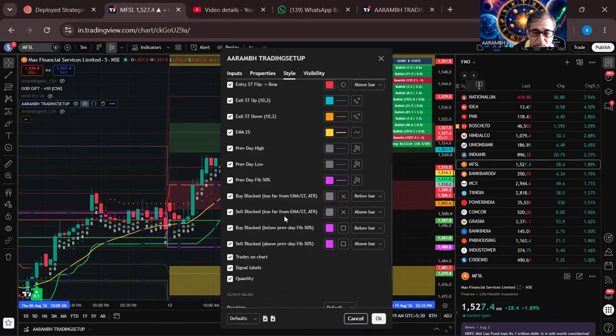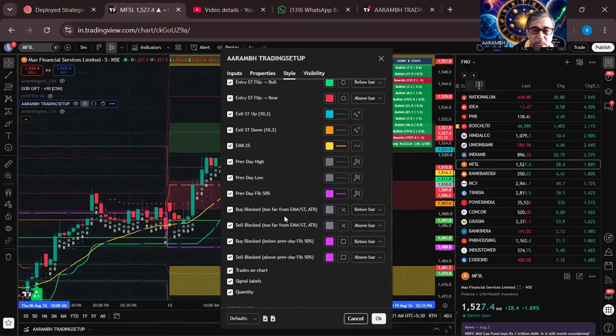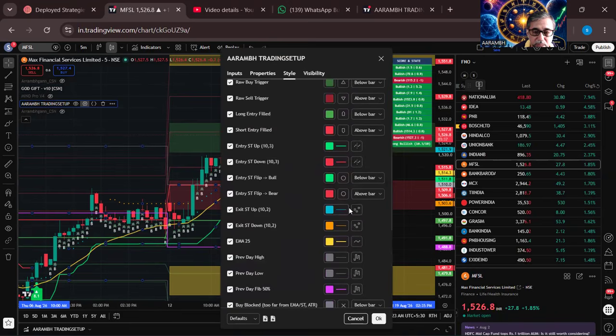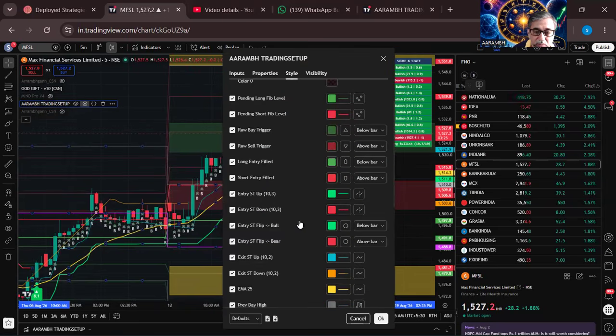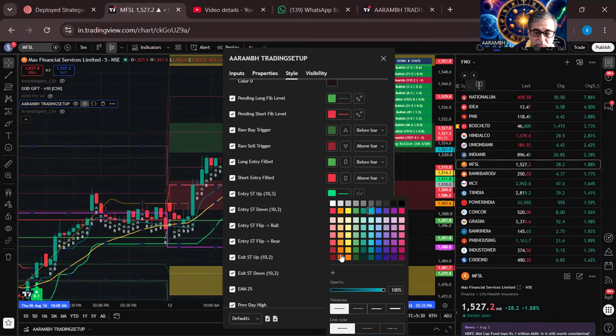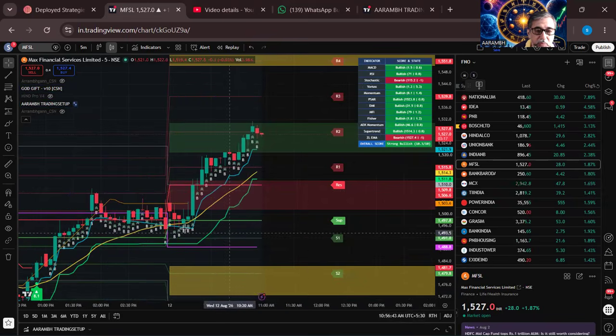Instead of dot, you can make it line also. Let me check that. Okay. Exit. Like this. Okay. Now you see the line has created. Okay, so if you want a thick line, you can make that thick line also. Okay, by selecting like this. Okay, so now you will see this will become your trailing stop loss line, super trend. Okay, so use this super trend.